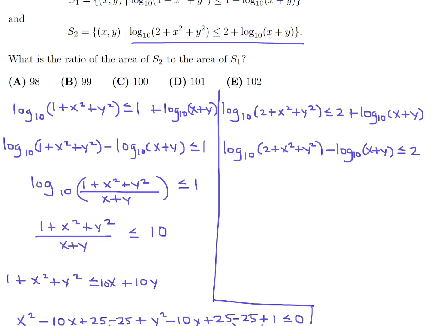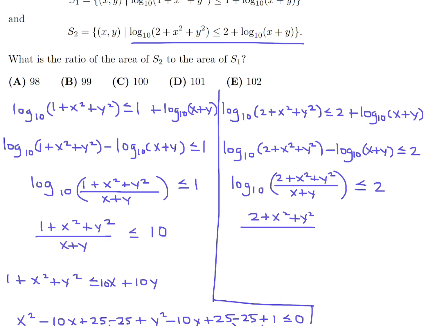So this becomes the log base 10 of 2 plus x squared plus y squared over x plus y is less than or equal to 2, and therefore 2 plus x squared plus y squared all over x plus y is less than or equal to 10 to the power of 2, which is 100.